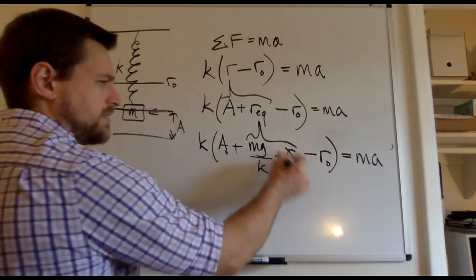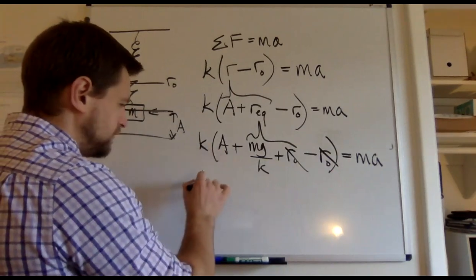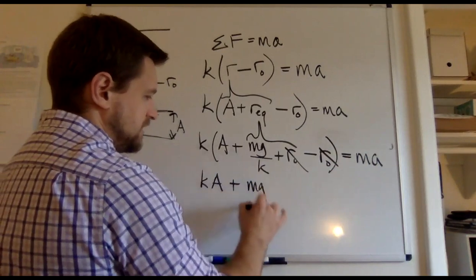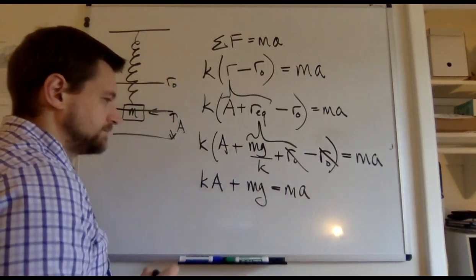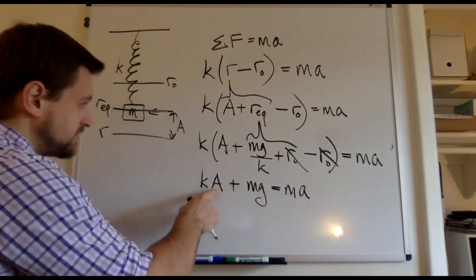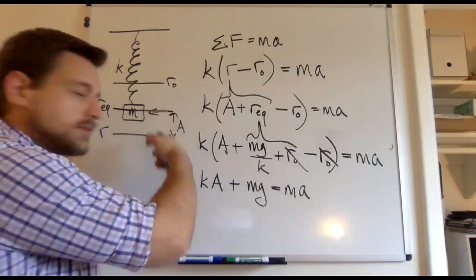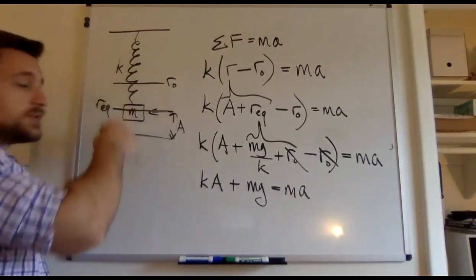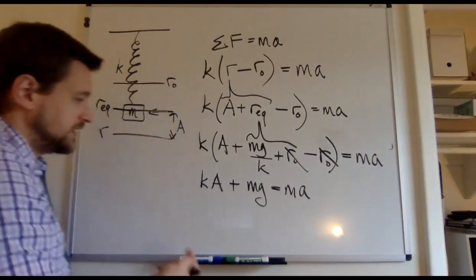Fine. So the R0s are going to cancel. We can multiply through: Ka plus Mg equals Ma. Now, this capital A is a function of time. It can change, as we get, after we release the mass, it's pulled up, and so A decreases and then becomes the other side.